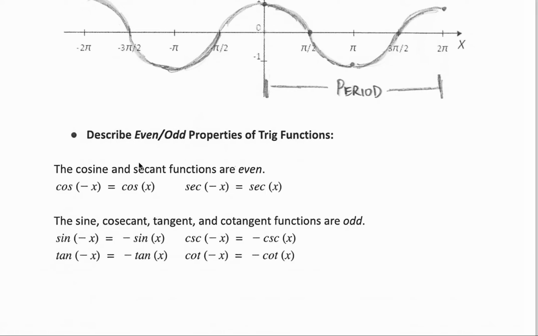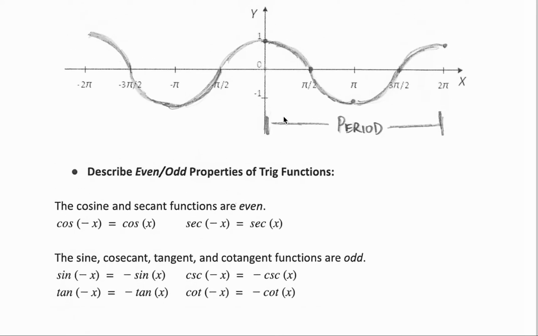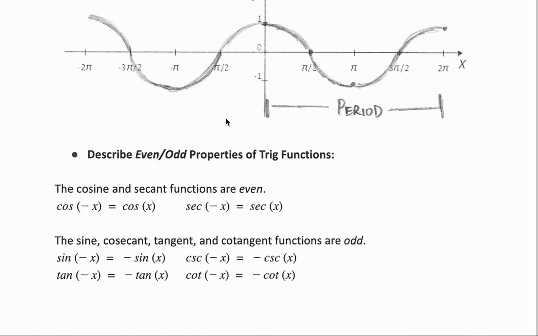So cosine and its reciprocal function secant are even functions. They're symmetrical across the y-axis. And all the other ones are odd.